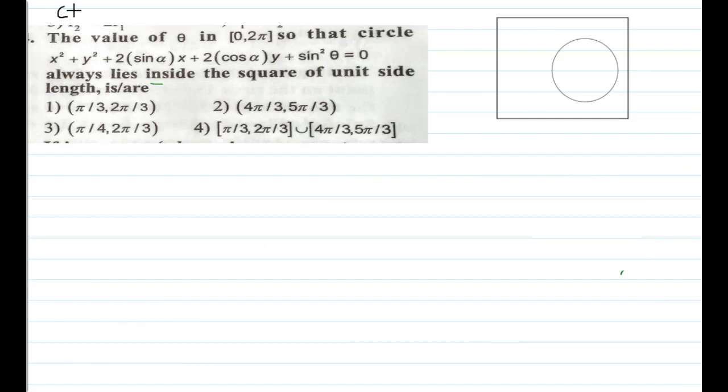Okay students, this is our 12th problem. I want to read the problem first. The value of theta in this interval, so that the circle x square plus y square plus 2 times sin alpha x plus 2 times cos alpha y plus sin square theta equal 0 always lies inside the square of unit side. For example, this is the square of one unit side.